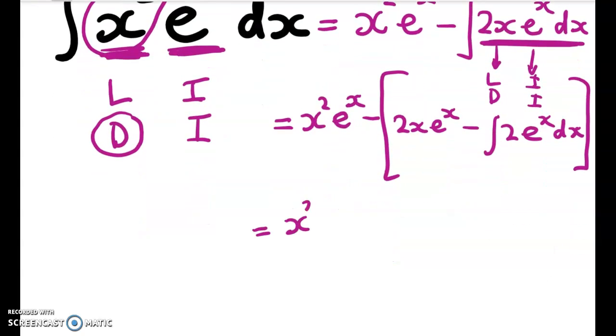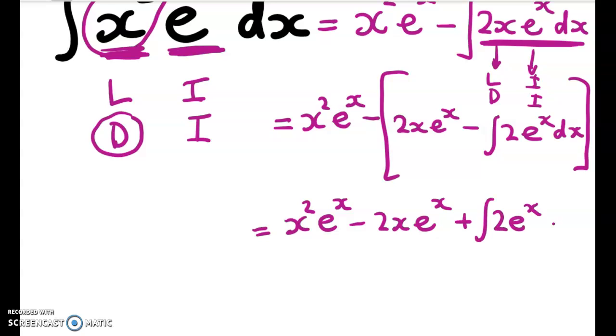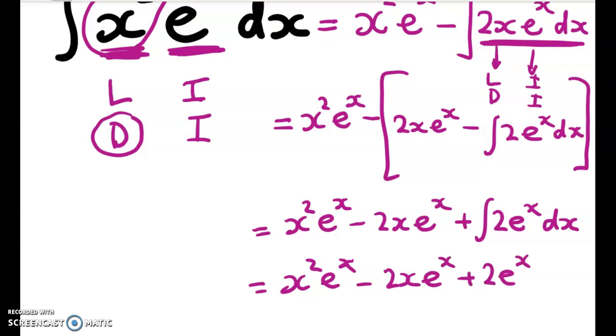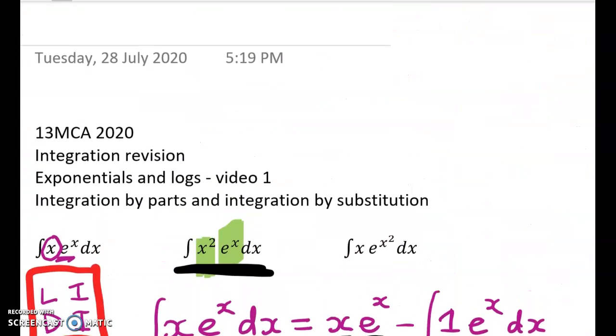Here we've got x squared e to the x minus 2x e to the x plus this very easy integral here. That gives me a final answer of x squared e to the x minus 2x e to the x plus 2 e to the x plus c. So that's the first two done. Now both of those used integration by parts, no substitution so far.